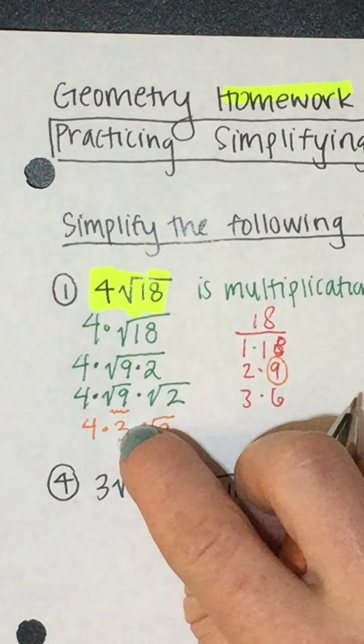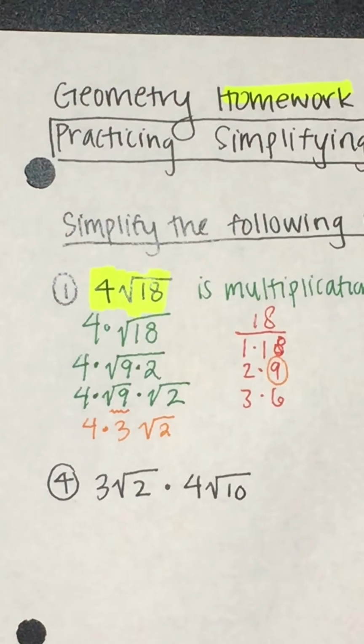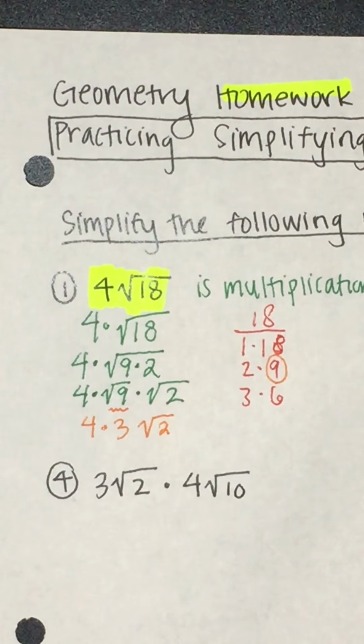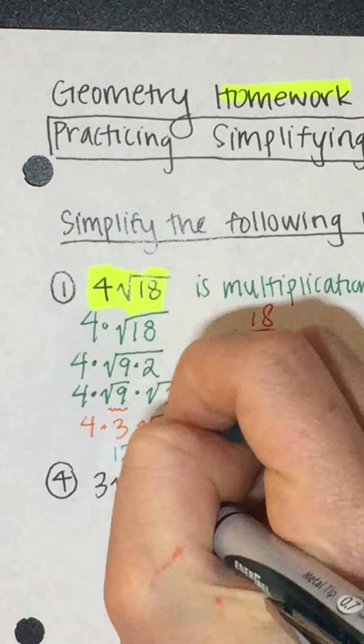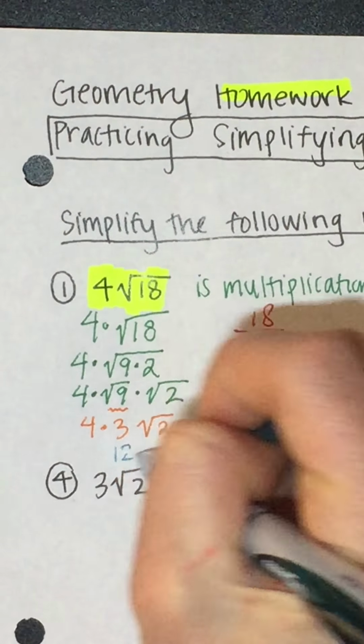Notice how when I wrote 3, I didn't write the radical symbol anymore. And then I just have one more step. These two numbers that are both outside, I can multiply them. 4 times 3 is 12. So my answer is 12 times the square root of 2.